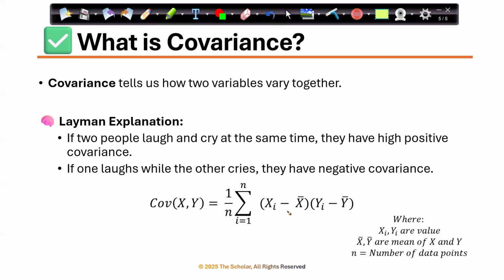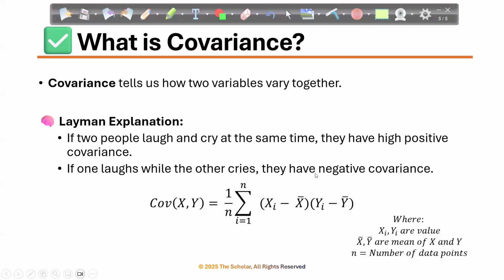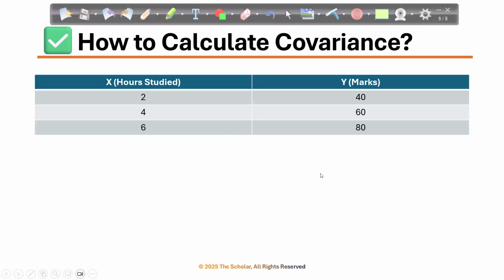This is the formula for the covariance: 1 by n, summation of i equal to 1 to n, (xi minus x bar) into (yi minus y bar), where xi and yi are the values, x bar and y bar are the means of x and y, and n is the total number of data points. Let's take this data set and calculate the covariance value, and understand how the calculation happens.